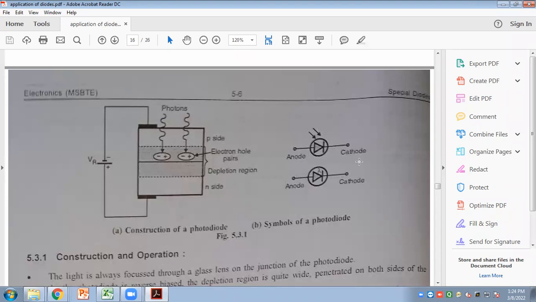So this is the construction of the photodiode. It has a P-type layer and an N-type layer, and in between there is a layer of electrons and holes. Whenever we apply reverse voltage to the PN junction, light photons fall on the PN junction diode.